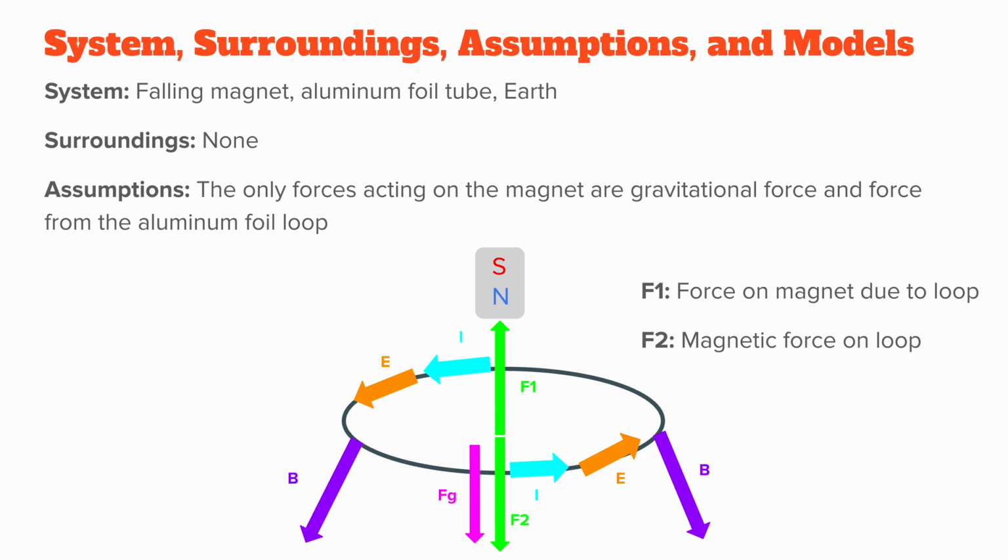For this lab, the system is the falling magnet, aluminum foil tube, and earth. There are no surroundings. We operate under the assumption that the only forces acting on the magnet are gravitational force and force from the aluminum foil loop. The drawn model represents all relevant forces, including gravitational force, which acts in the downwards direction on the magnet, the force on the magnet due to the loop of foil, and the magnetic force on the loop due to the magnet.